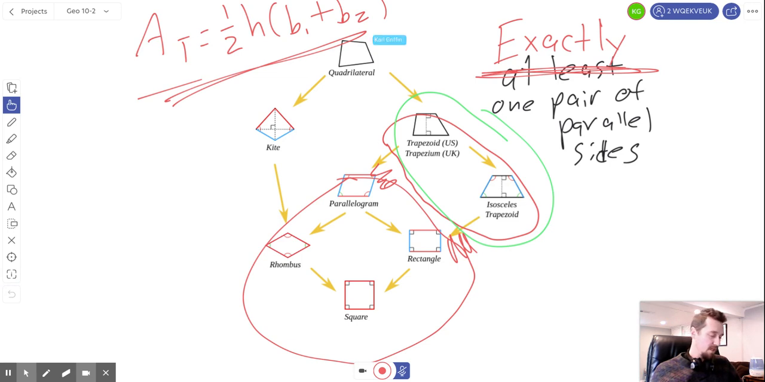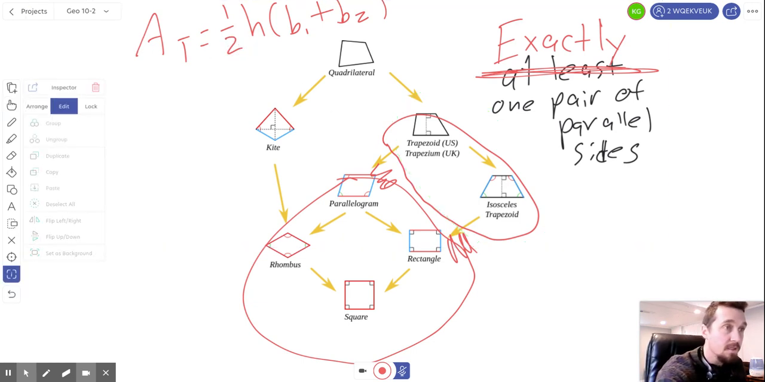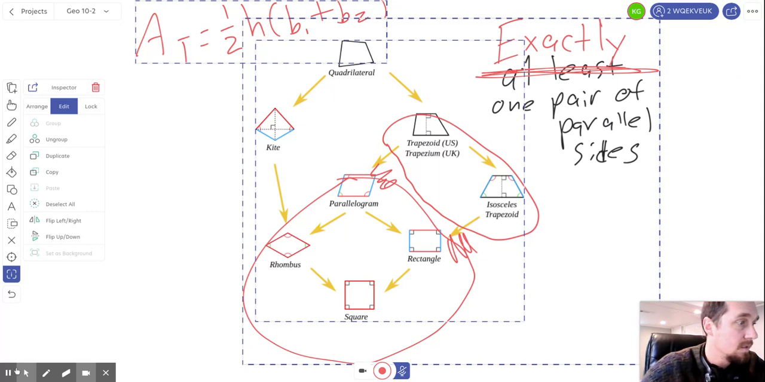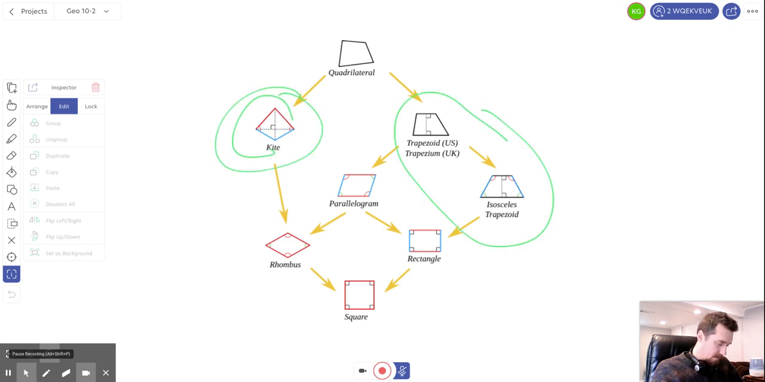Now we're going to move on to kites. So, I want to get rid of some of this stuff. Let's see what happens if I do this. All right, let me get rid of some of this stuff so I can talk a little bit more. There we go. Okay, now we're going to talk about kites. And it won't let me draw. Oh, there we go.